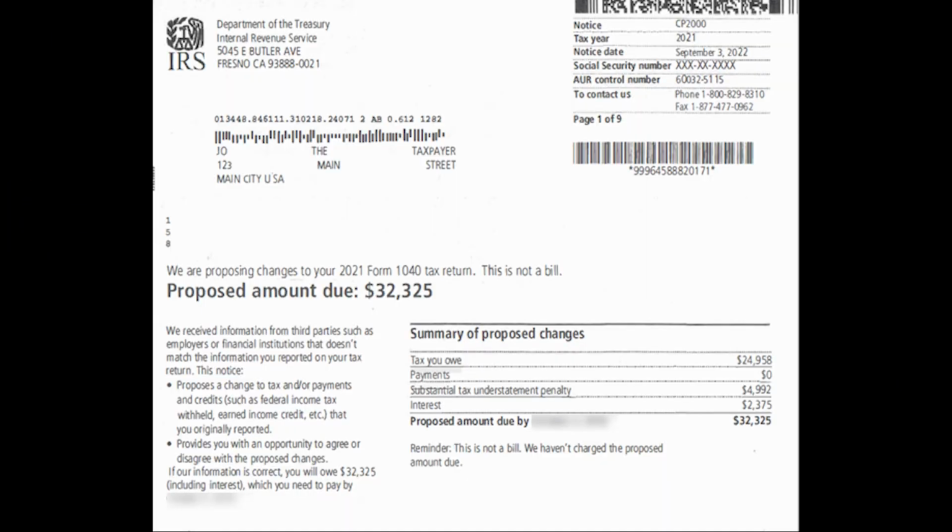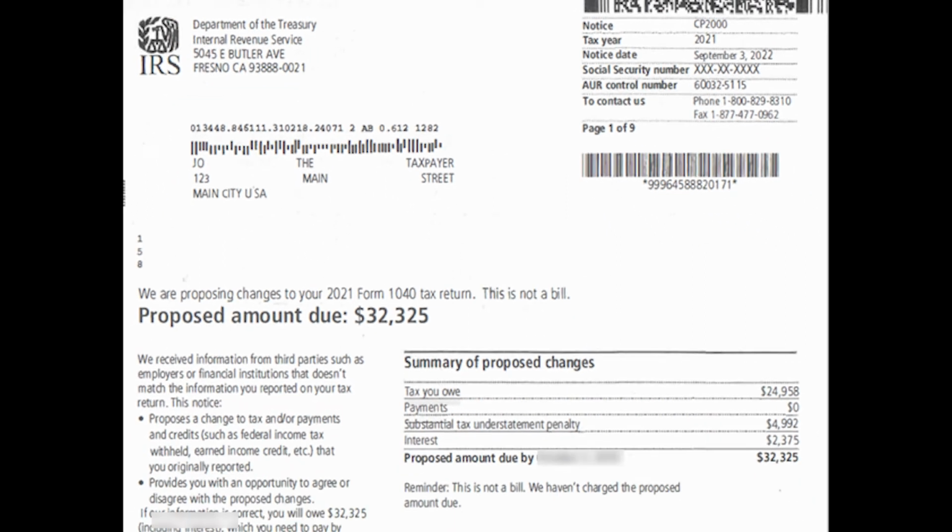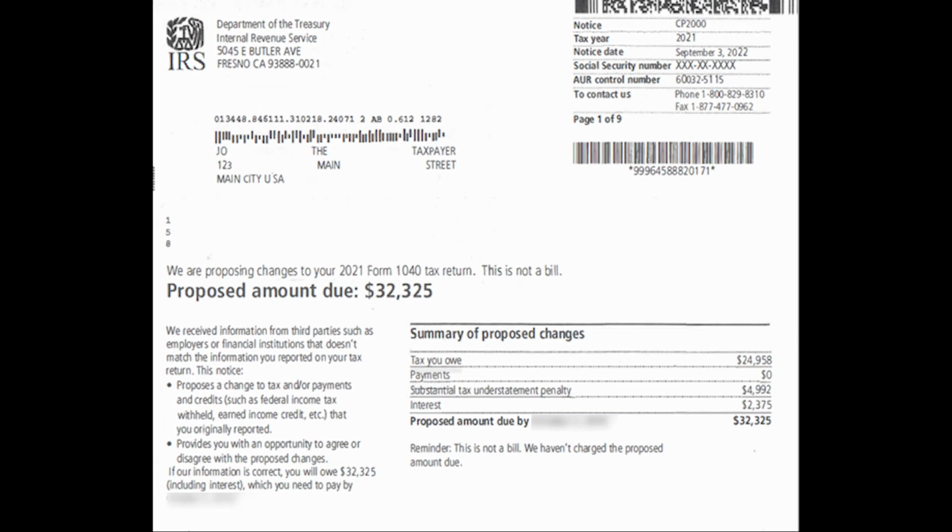So in an example here on your screen, you would see that on the upper left hand side, it shows a California address. Yours may not show the same address. So always look at what is showing on your notice to figure out where to send your waiver and your agreement forms.